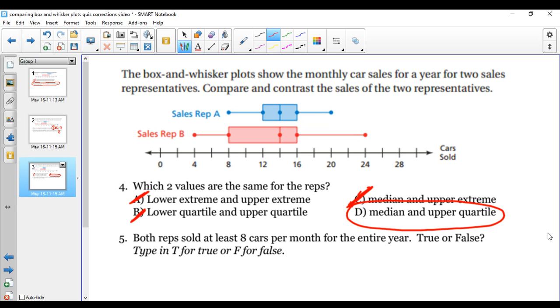Okay, number 5, both reps sold at least 8 cars per month for the entire year, true or false? So at least 8 means 8 or more. So that would mean that all of the numbers in the data set would have to be 8 or higher. Okay, sales rep A, the lower extreme was 8. So that would be true for sales rep A. But if we look at sales rep B, this person's lowest number was 4. So it would be true for sales rep A, but false for sales rep B. And the question says both. So because it wasn't true for B, we're going to have to say that it is false.